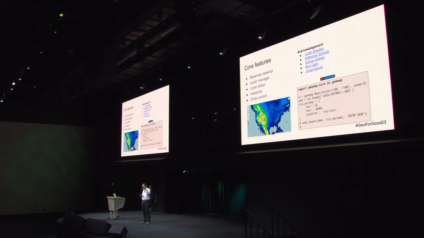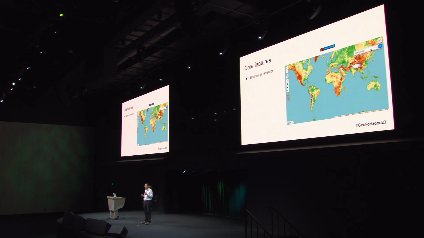And thank you, Justin, and also the Colab team for adopting that and including it in the Colab environment. So here are a couple of features I want to show you: base map selector, layer manager, layer editor, inspector, and also draw control. Those are key things when you are trying to interact with data. We want to be able to do that. So next, let's play the video.